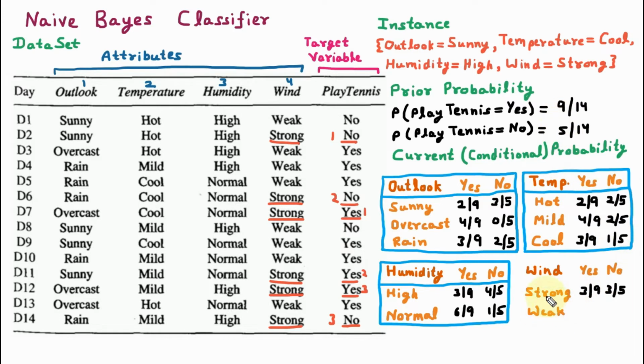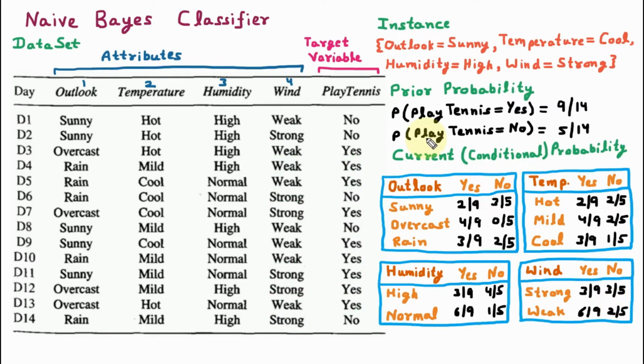Now check for weak. So highlight all the weak and their corresponding outcome. Now check for yes. So number of yes are 1, 2, 3, 4, 5, 6. So 6 by 9. And number of no are 1, 2. So 2 by 5.